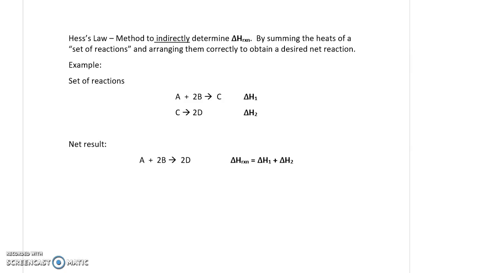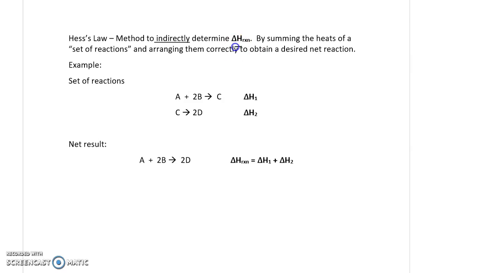Hello class, in this module we're going to be focusing on finding our delta H in a different way. You've just seen in the previous module that you can find delta H with the coffee cup calorimeter. Now we're going to use Hess's law. Now Hess's law, it's an indirect method to determine your delta H.